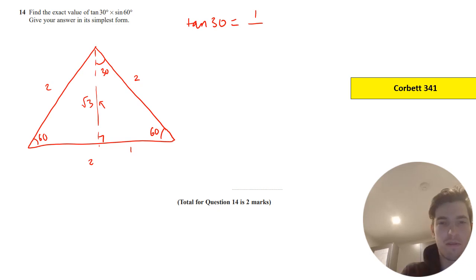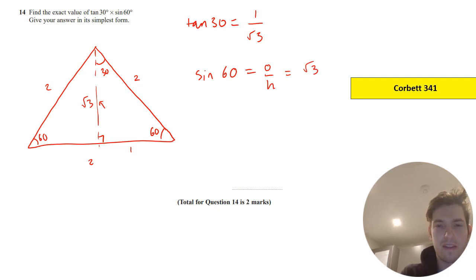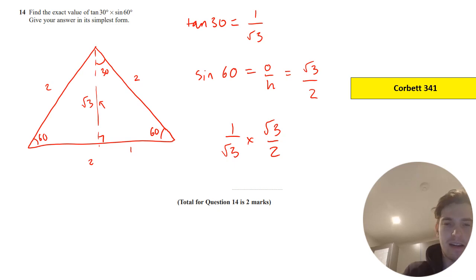The adjacent to 30 is root 3. So that is my value of tan 30. And sine 60, well, if I use this 60 degrees, that is opposite over hypotenuse. The opposite side to 60 is root 3, and the hypotenuse is 2. So if I multiply these together, I can cancel out these root 3's, and my answer is a half.